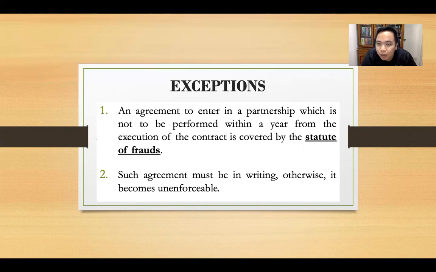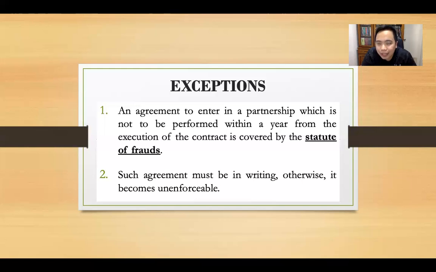Kasi naalala nyo, class, pag binalikan yung Article 1403, nakalagay dyan, any acts which is not to be performed within 1 year or within a year from the date of execution of the contract, then it is covered by the statute of fraud. Makikita niyo yan, class, sa contracts. Now, ano ba ang ibig sabihin ng statute of fraud? If a particular contract is covered by the statute of fraud, then such contract must be in writing. Tandaan niyo yan, class. If an agreement is not to be performed within 1 year, such contract is covered by the statute of fraud, in which case the agreement must be in writing.